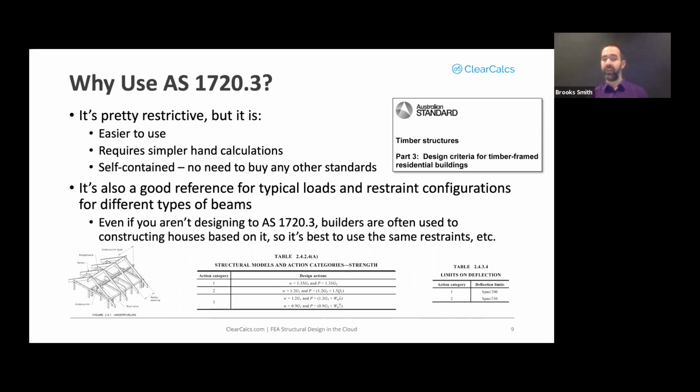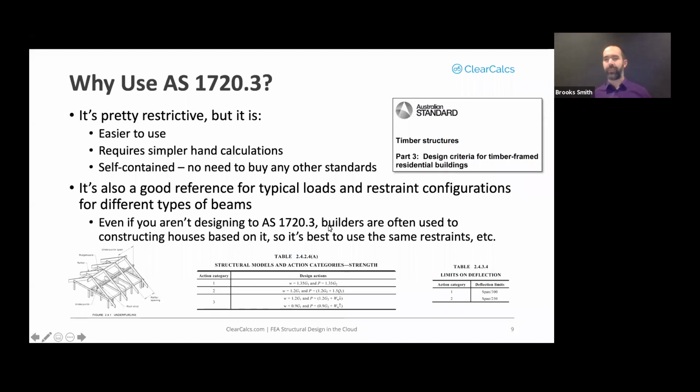1720.3 also has value in just being a reference. It's a good reference to look at for information on just what the typical loads and restraint configurations are like for different types of timber beams. So even if you aren't actually designing according to 1720.3, builders around Australia are often used to constructing houses that are designed to it. So to avoid mistakes in construction, it can sometimes be best to just use the same restraint configuration and such that 1720.3 calls for. Even if you're not actually designing with it. So it's a good reference to have.